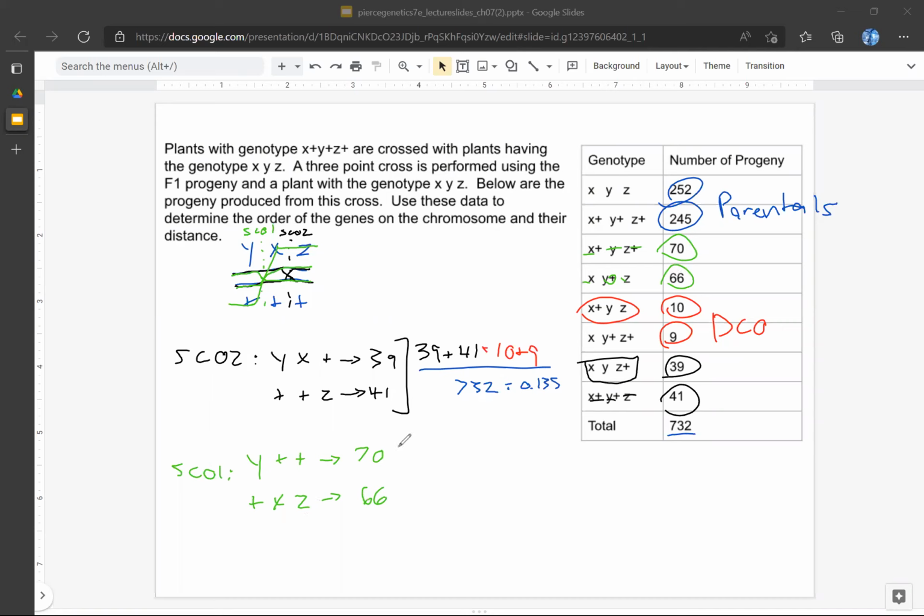Always get to check, make sure you're doing it right. So we have 70 plus 66 divided by 730. And that is going to be equal to 0.212. So we can make our map.